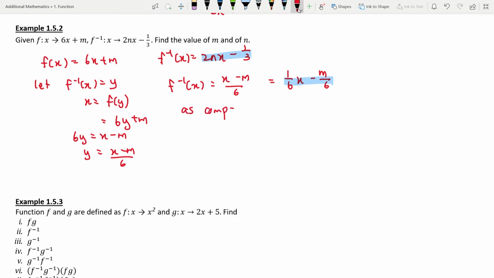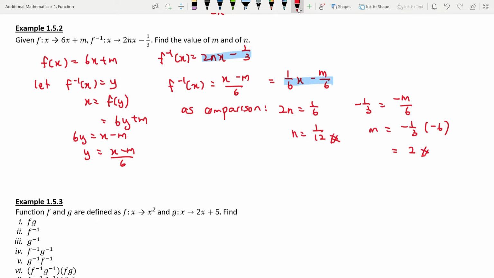As comparison, 2n is equal to 1 over 6. N will be 1 over 12. Negative 1 over 3 is equal to negative m over 6. Therefore, m is equal to negative 1 over 3 multiplied with negative 6. We will get positive 2.